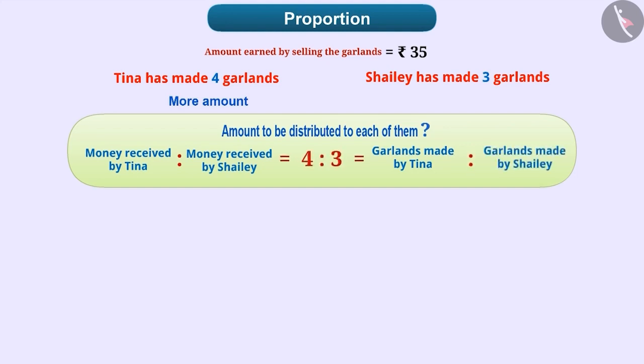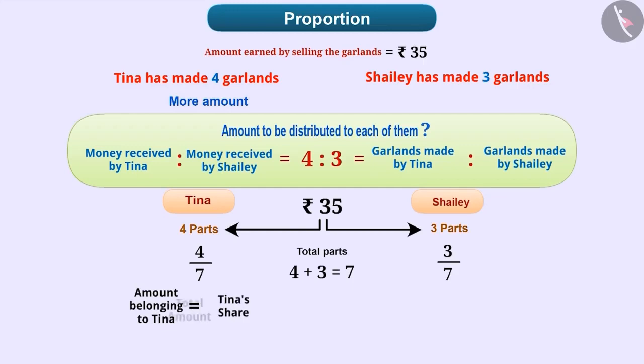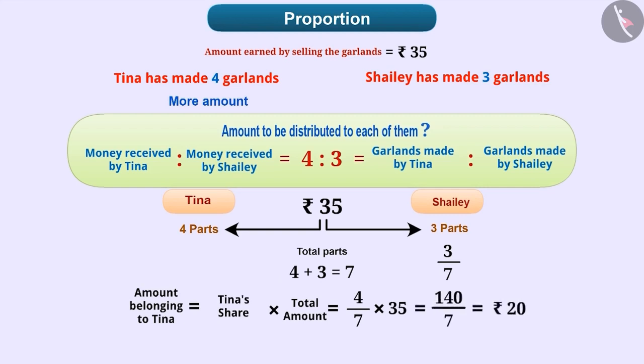This means out of 35 rupees, 4 parts go to Tina and 3 parts go to Shelley. Therefore, the total number of parts divided is 4 plus 3, which is equal to 7. Thus, in total 35 rupees, 4 by 7 parts belong to Tina and 3 by 7 parts belong to Shelley. So Tina gets her share times the total amount, which is equal to 4 by 7 into 35, which is equal to 140 by 7, which is equal to 20 rupees.